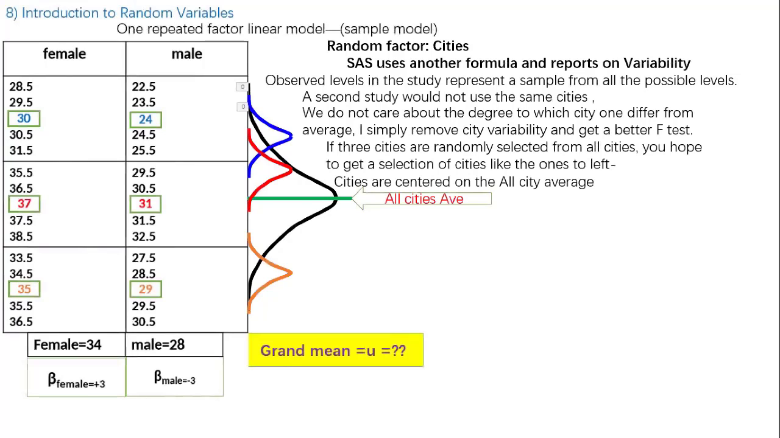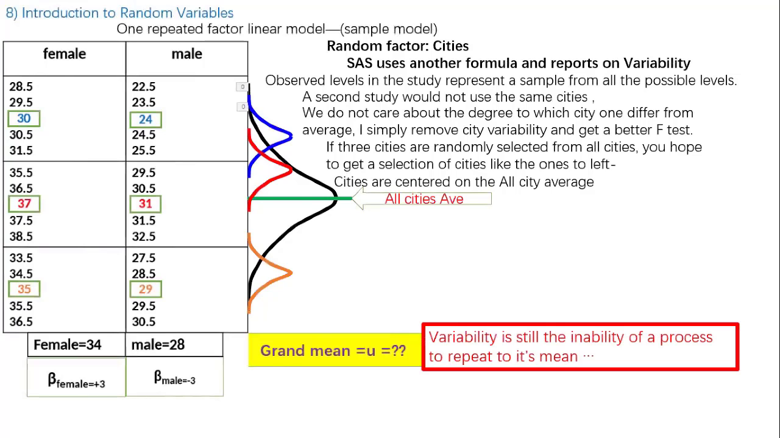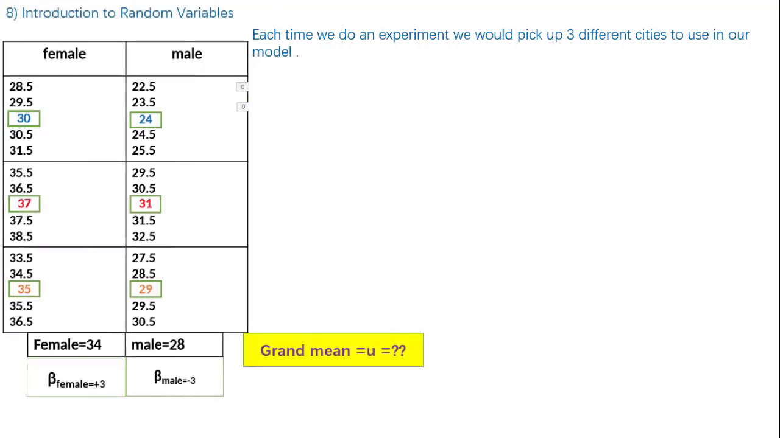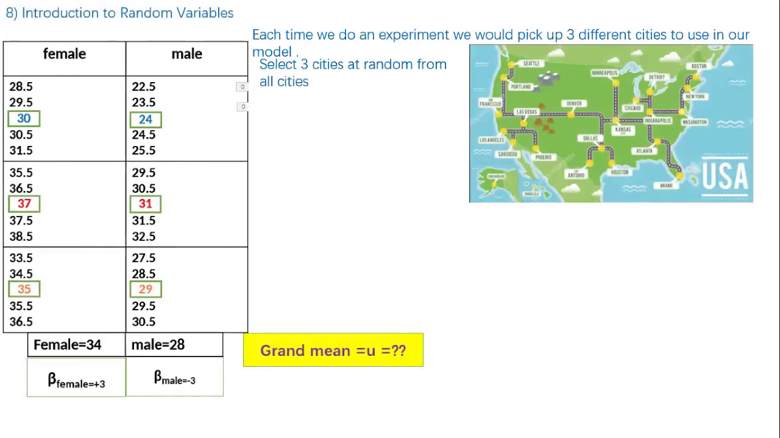If 3 cities are randomly selected from all cities, you hope to get a selection of cities like the ones to the left, centered on the all-city average. Variability is still the inability of a process to repeat to its mean. But the mean for cities is the city average and not the overall mean of the data. Each time we do an experiment, we will pick 3 different cities to use in our model. Select 3 cities at random from all cities.